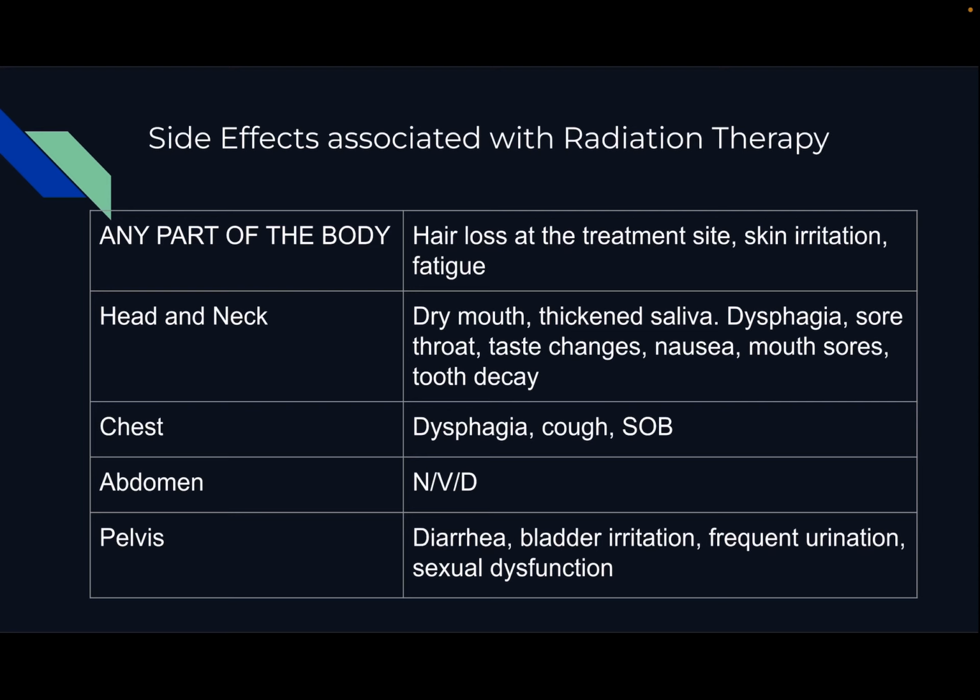For head and neck radiation, you can experience dry mouth, thickened saliva, dysphagia, sore throat, taste changes, nausea, mouth sores, or even tooth decay. For chest radiation, you'll see a lot of dysphagia, cough, or shortness of breath. And for abdominal radiation, this is like nausea, vomiting, and diarrhea. And then for the pelvis, you'll see diarrhea, bladder irritation, frequent urination, or sexual dysfunction.